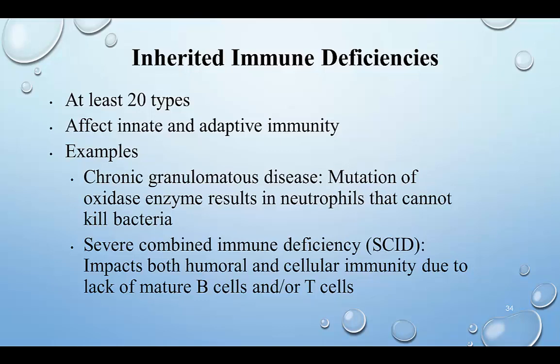Inherited immune deficiencies are about 20 types. They can affect both our innate or adaptive immunity. Some examples might be chronic granulomatosis disease, which is a mutation of the oxidase enzyme resulting in neutrophils that cannot kill bacteria. Or we can have severe combined immune deficiency, which is SCID, in which an individual has difficulty in both the humoral and cellular immunity because they lack mature B cells or T cells, or both.